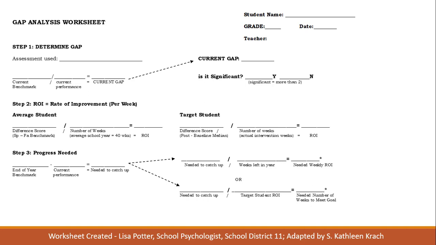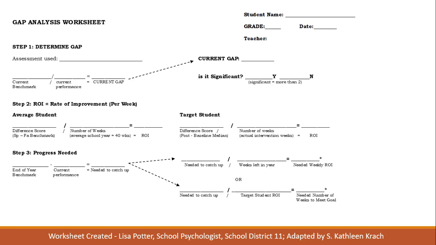I'm going to take just a second and talk a little bit about rate of improvement. So under here I have it as average child is the difference score of the spring minus fall benchmark divided by the number of weeks. On average, a school year is 40 weeks. That gives you the average student's rate of improvement. And that makes sense. How much did they improve all throughout the year divided how many weeks there are in a year.